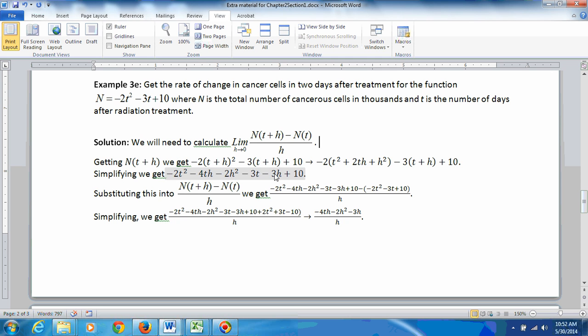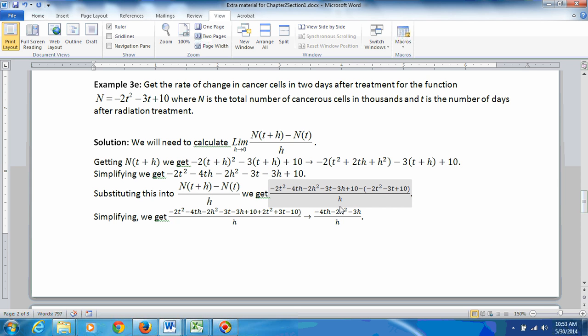Now we have to take that bit, the n of t plus h, and subtract off the original function. So here's the n of t plus h right here. That's what we just got right there. And then we have to subtract off the original function. So subtract off, don't forget, minus parentheses, the original function right here. Put that right there. And then all that is divided by h.